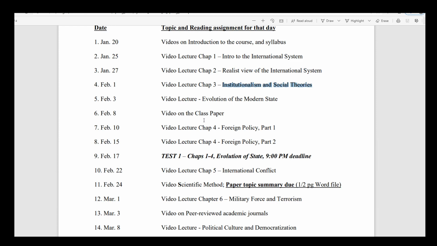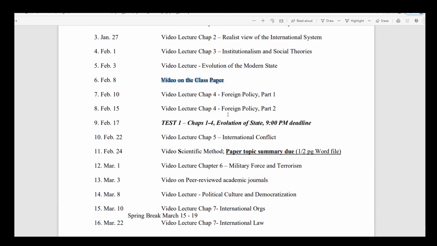Then I want to supplement a little bit from what the textbook goes into and talk a little bit more about the evolution of the modern state, because our global system is broken up into sovereign countries, and so it's useful to know how it got to that point and why states are so important to humans that live in them. Then I want to post a video that's just talking about the class paper in general, the general basic requirements of the class paper, to get you thinking about your paper and how to write it.